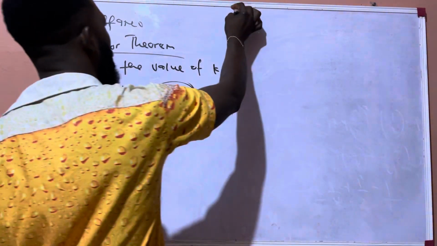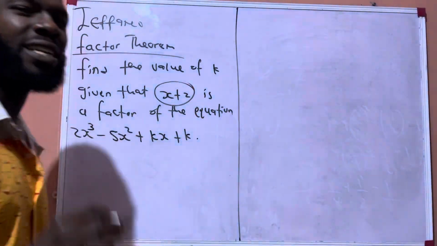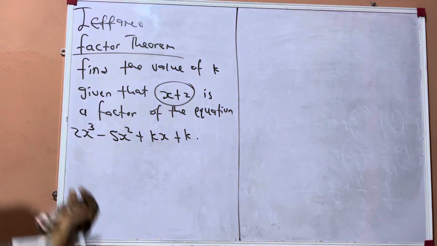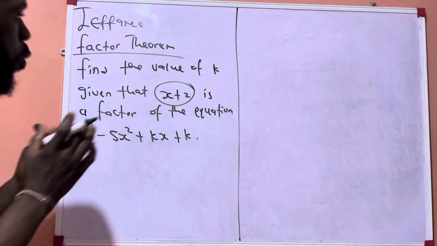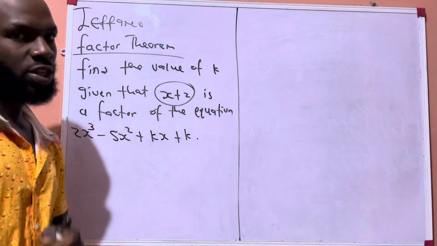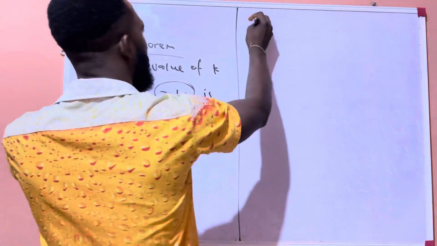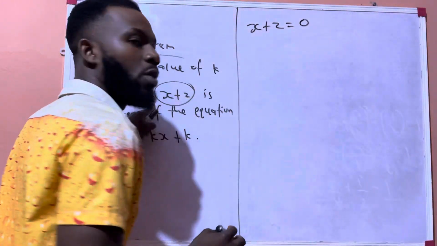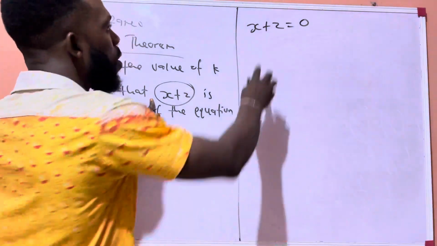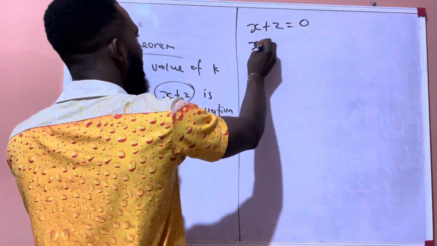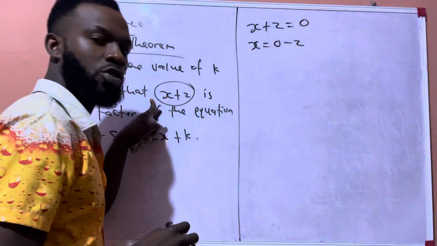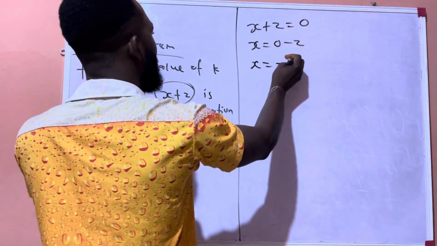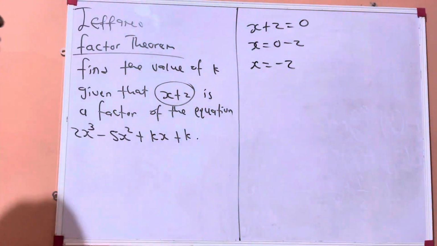The first thing we have to do is find the value of x. And how do we get the value of x? We equate the factor to 0. The factor in the question was x plus 2. Equating it to 0, we collect like terms. When plus 2 crosses, it becomes x is equal to 0 minus 2, which simply means x is equal to minus 2.